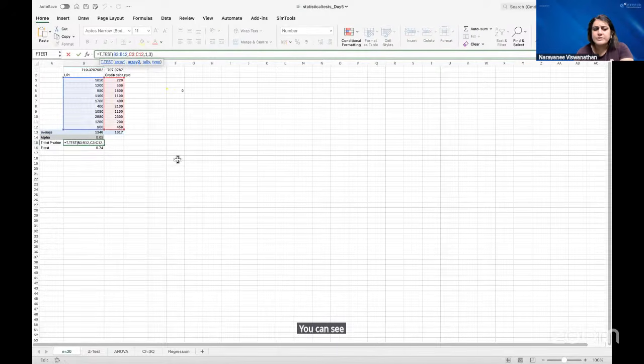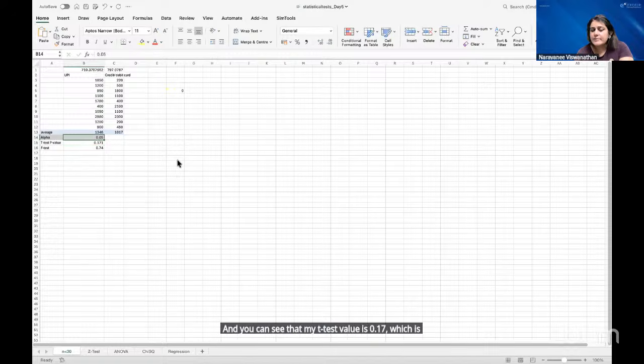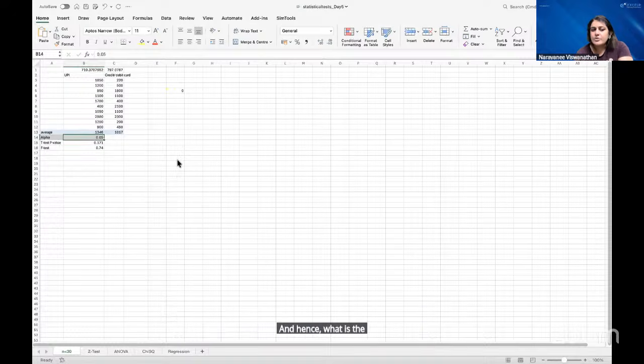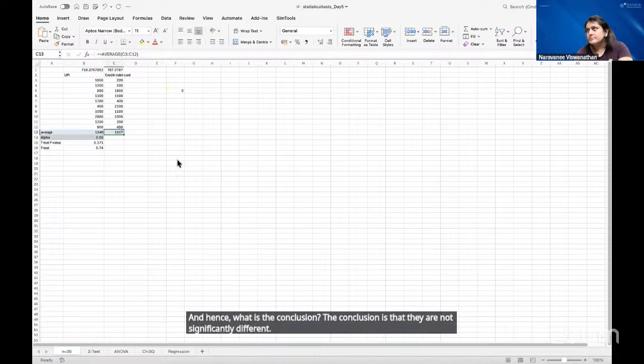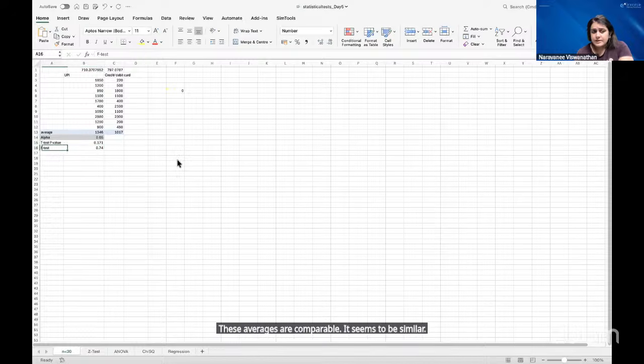You can see I have just put the formula here. And you can see that my t-test value is 0.17, which is greater than my alpha value of 0.05. And hence, what is the conclusion? The conclusion is that they are not significantly different. We can say that they are comparable. These averages are comparable. It seems to be similar.